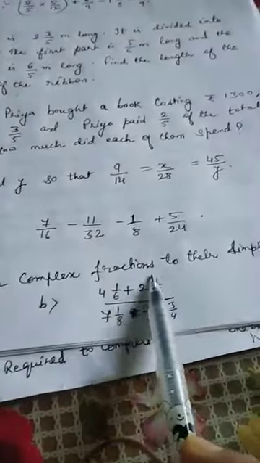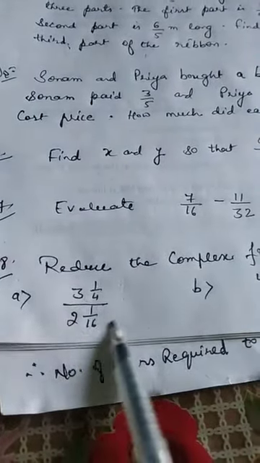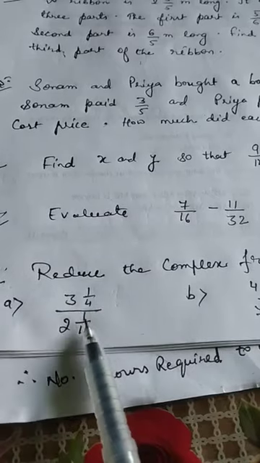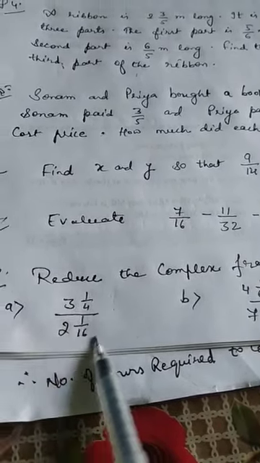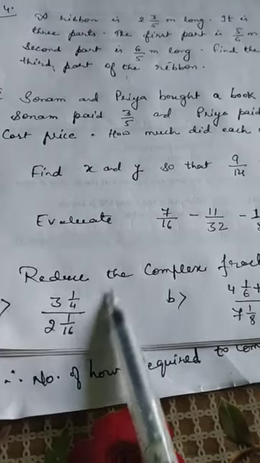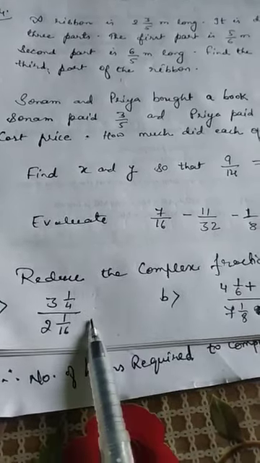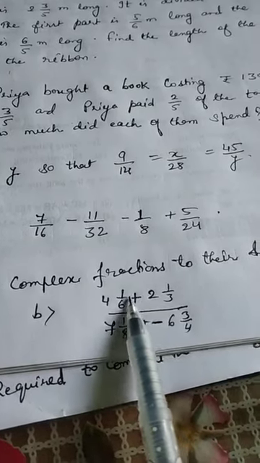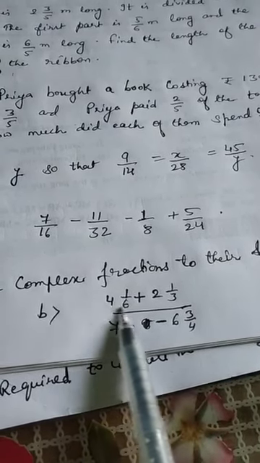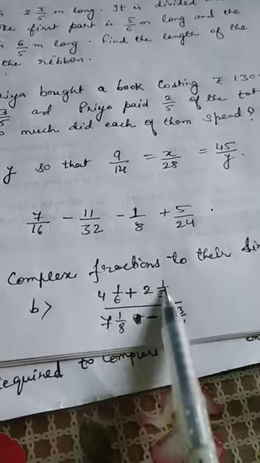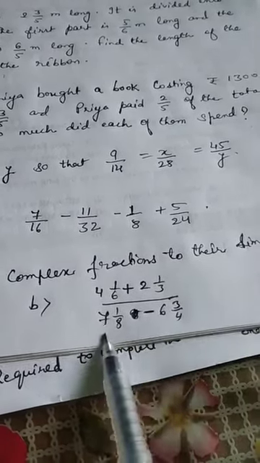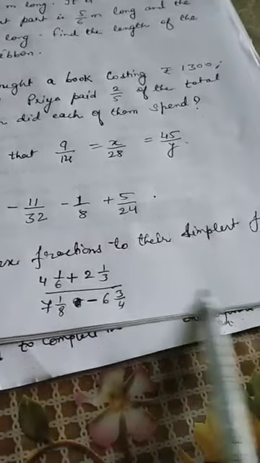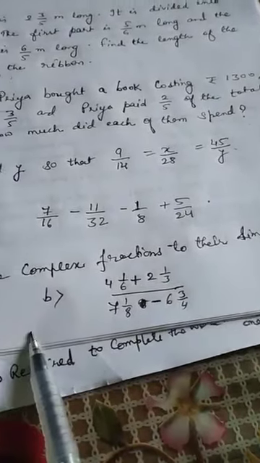Question number 8. Reduce the complex fractions to their simplest form. This is a complex fraction. You have to reduce it to its simplest form. First work is you have to change this into an improper fraction, this also into an improper fraction, then take the reciprocal, multiply and get the answer. This also, but here is an addition sign. So you will change this first into improper, then this and this. First you will add these two, write down, and then you will subtract these two and then make its reciprocal and find out the answer.